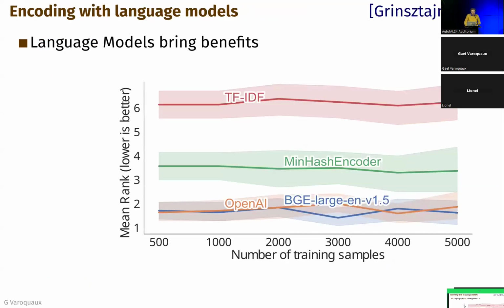And finally, one question is, those are strings, so maybe we should encode them with large language models. Recently, Leo Grinsztajn, and I can't see if he's in the room or not, did an empirical study and showed that large language models do bring benefits. One question is, do they outperform things like TF-IDF representations? Do they outperform the min-hash encoder? And the answer is yes.